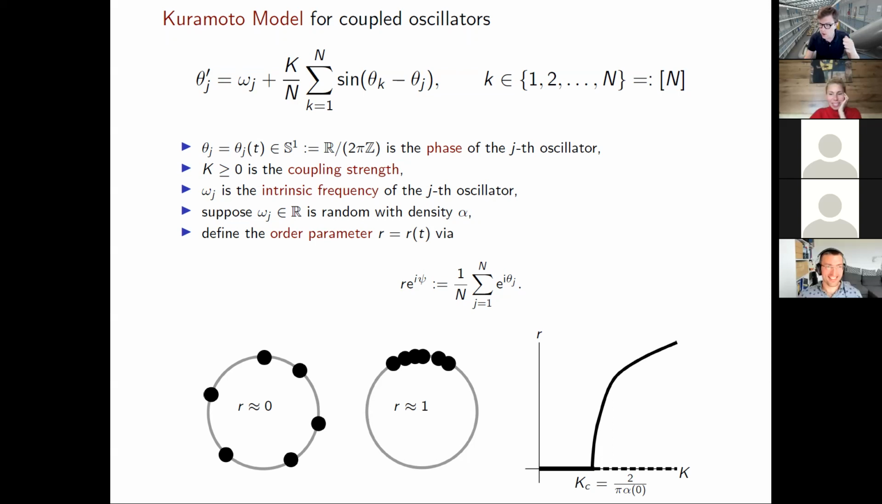And the higher you turn the coupling, then at some point you're getting very close to complete synchronization, meaning you're getting to this area up here where R is relatively close to 1, where almost all the oscillators are bunched up in the same phase.